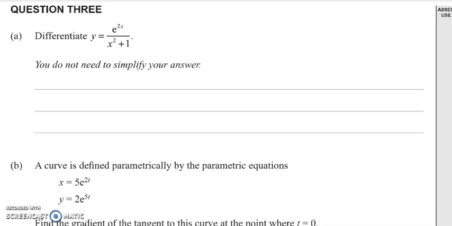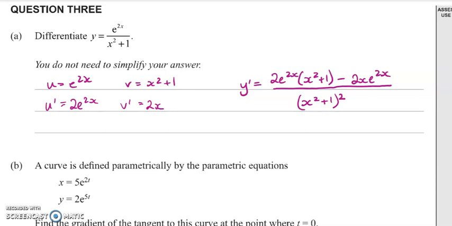Welcome back. We are going through the Level 3 Calculus differentiation paper from 2018 in NZQA Externals, and we are up to question 3. So we're going to differentiate this expression, and that is going to require us to use the quotient rule. So if u is e to the 2x and v is x squared plus 1, then we differentiate both of them and put it together in the quotient rule. Just like that. So we've got v du by dx minus u dv by dx, all divided by v squared.